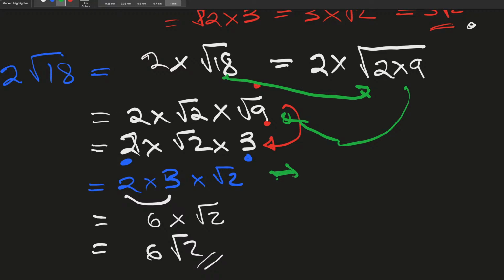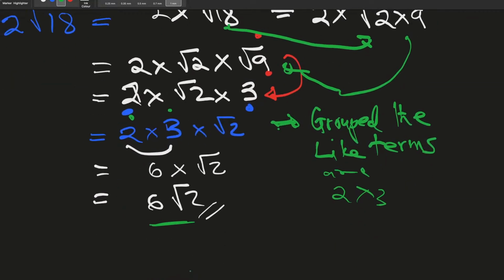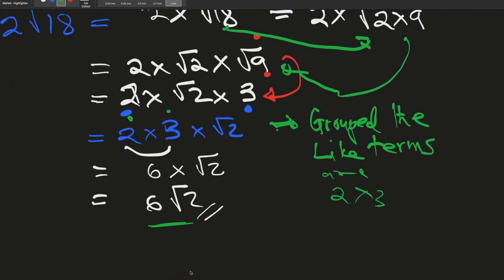What did we do? We grouped the like terms. And our like terms are 2 and 3. So 2 times 3 times surd of 2. And we know that 2 multiplying 3 gives us 6. And the 6 is multiplying surd of 2. And that gives us 6 root 2. Beautiful. Now let's go on and tackle the next one.